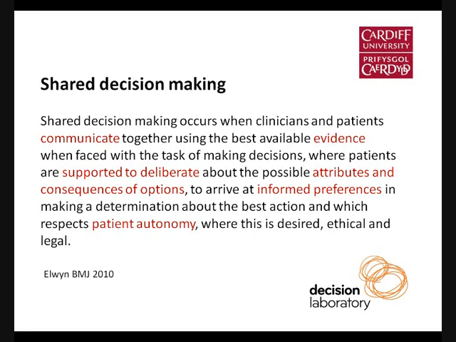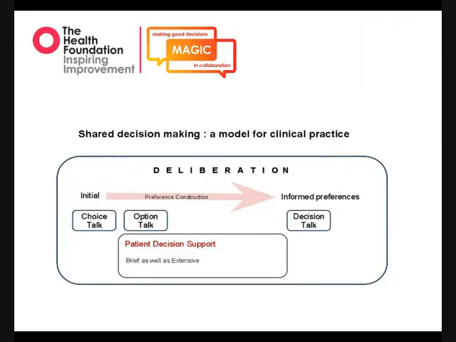Now I want to take you to a model which we've been sharing and developing in Cardiff. So we've developed this model, and it includes choice talk, option talk and decision talk. You'll see that there are 3 areas where we do that, and the idea is that you begin to share the idea of there being a choice available as the first task. As soon as you do that, then you have to describe the options in more detail.